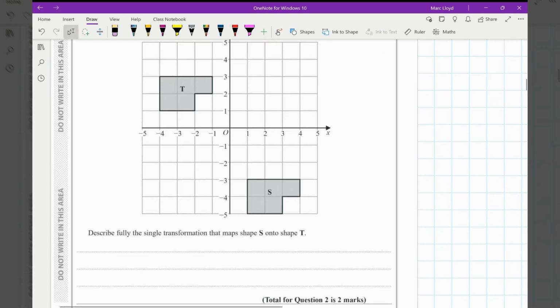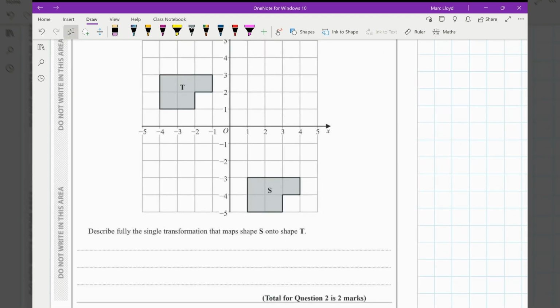Question number 2. Describe fully the single transformation that maps shape S onto shape T. So S is going on to T. Really important that you get that the correct way round. The shape hasn't changed its size. It hasn't changed its orientation. So it's slid across the graph, and we are looking at a translation.